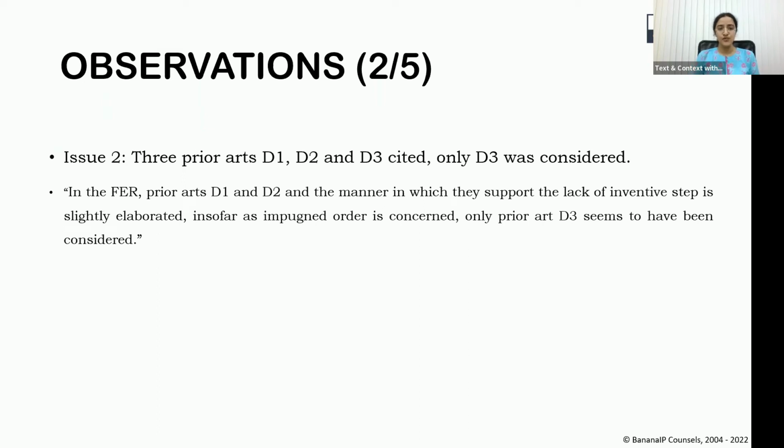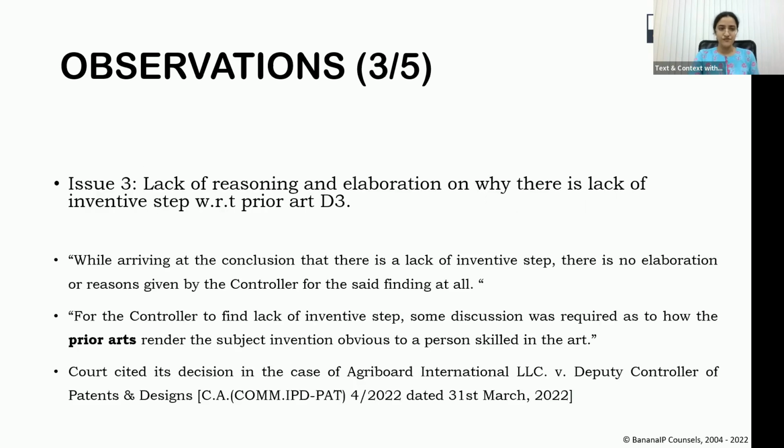Now, coming to issue two, three prior arts, D1, D2, and D3 were cited, and only D3 was considered. In regard to that, the court observed that in the FER, prior arts D1 and D2, and the manner in which they support the lack of inventive step, is slightly elaborated. Insofar as the impugned order, only one prior art seems to have been considered. So in the order against which the appeal was filed, it did not discuss anything about D1 and D2.